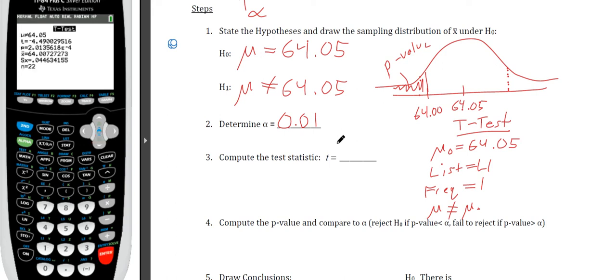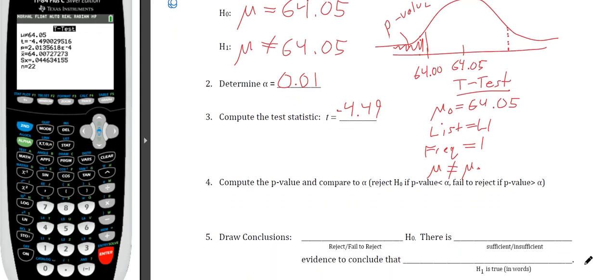If we run that, we get our t-statistic of negative 4.49. If we remember from the last question, we had almost 4 standard deviations away, and that was an incredibly small p-value. This being even more than that. It's more than 4 standard deviations below the mean, we get an even smaller p-value of 2.01 e negative 4, or 0.000201. So, an incredibly small value.